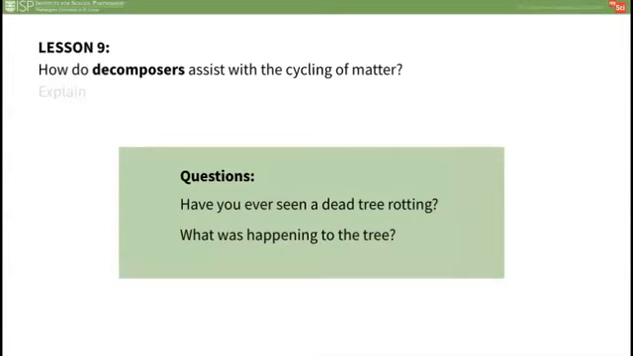After reading, ask students to share if they have ever seen a dead tree rotting. Can they now explain what was happening to that tree? Students may not have experience with a dead tree, but they may have seen a dead bird, squirrel, or possum at some point. Can they explain what is happening to that organism based on what they've read in the book? You will ask students these questions again after watching the videos coming up in this explain portion.